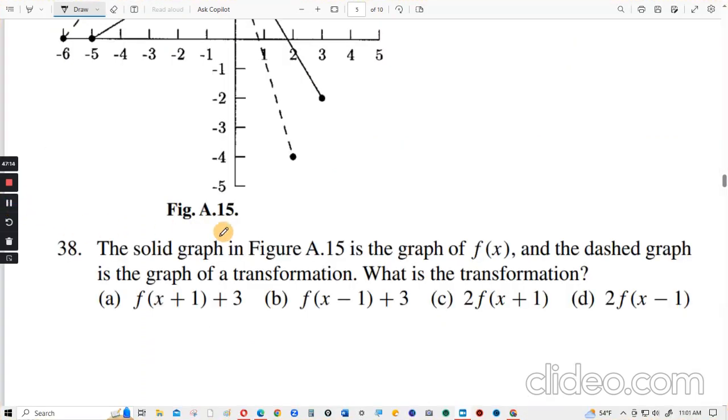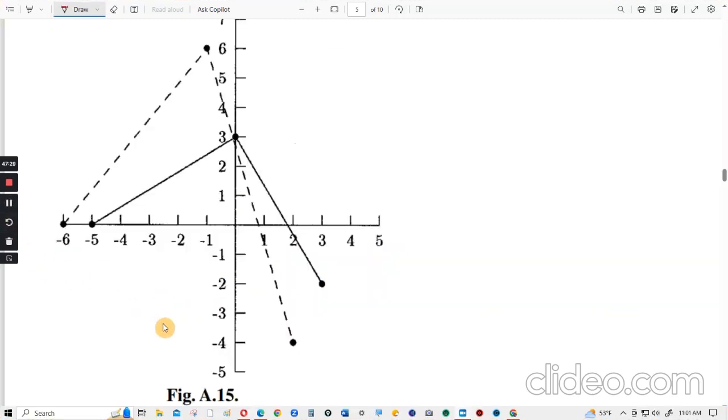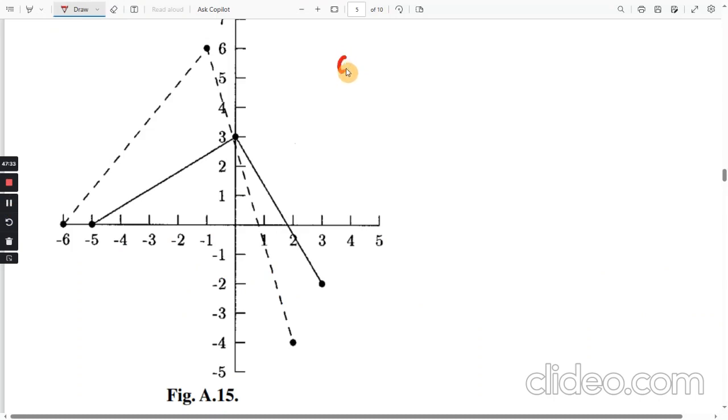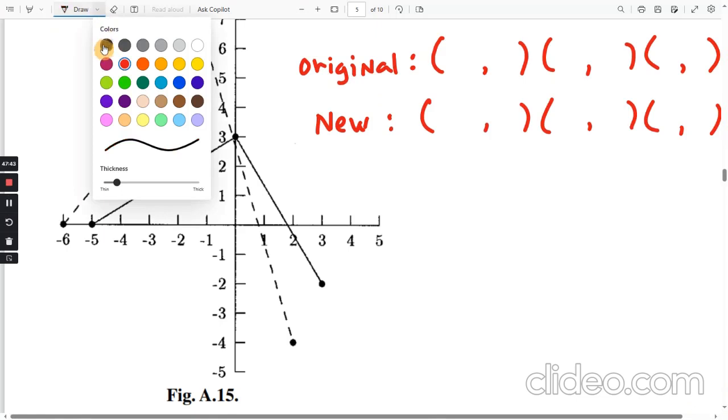Number 38, the graph in figure 8A15. The solid graph is f of x, and the dash graph is the transformation. What is the transformation? Okay, let's see. What I like to do is write out the coordinates for the original. All right, let me leave some space here. All right, we have 3 points. We're going to write out the original and the new ones.